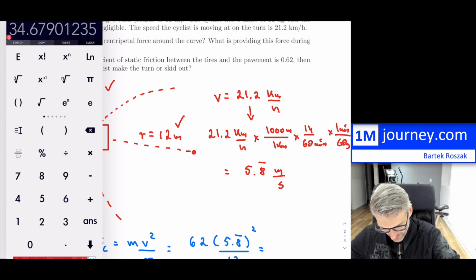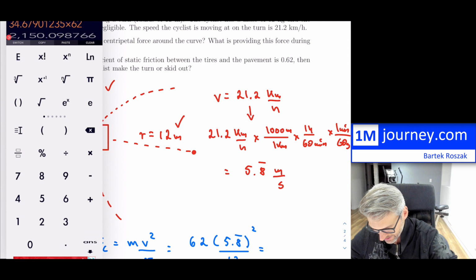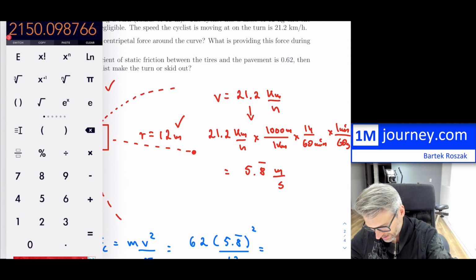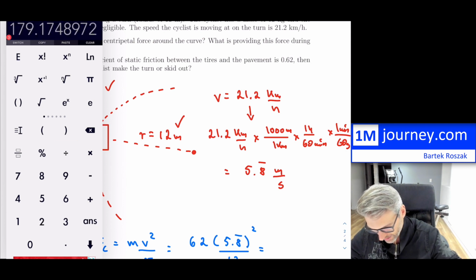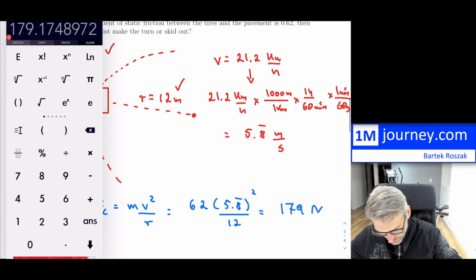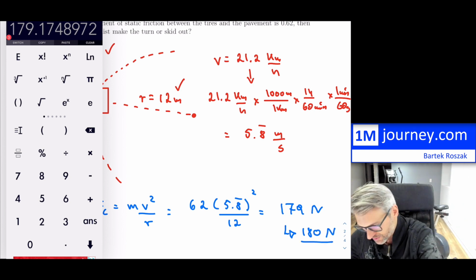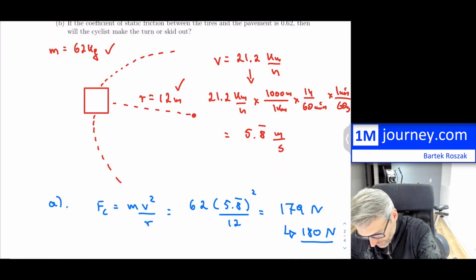So that's going to be V squared. Now V squared answer, times 62, which is the mass, and then divided by the 12, which gives us 179 newtons. To 2 significant figures, which is the lowest one, that would be 180. So this is approximately 180 newtons, and that is, of course, towards the center. If you're thinking about this, this is kind of going in this direction.